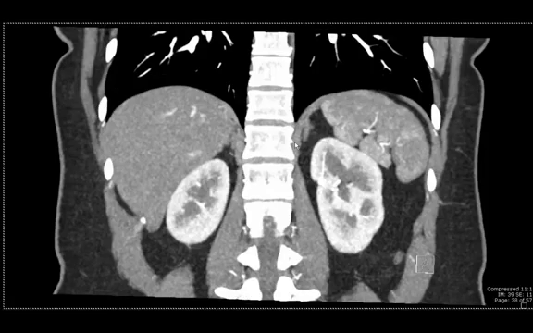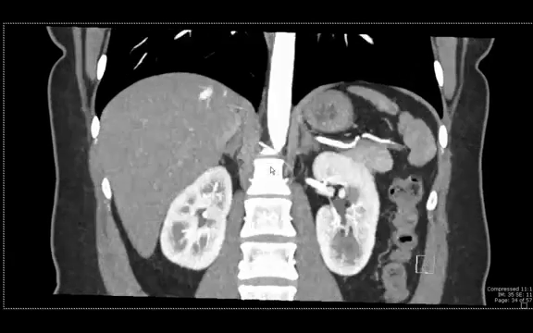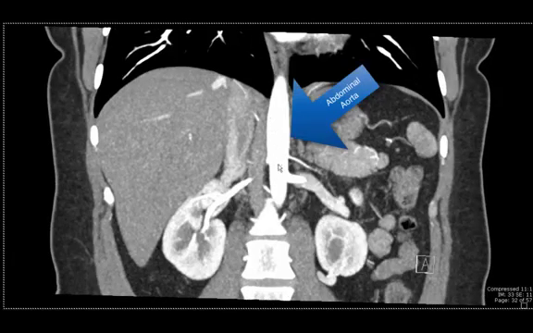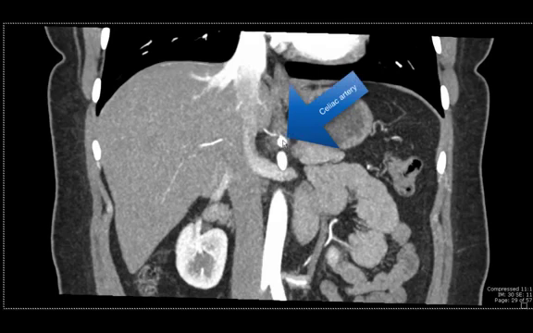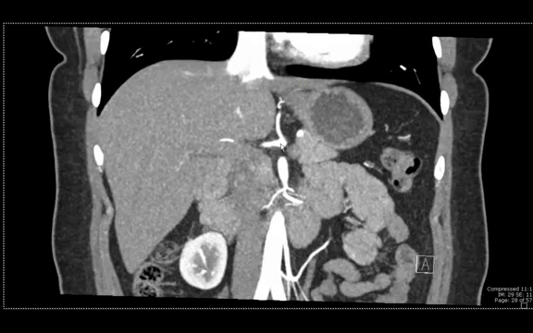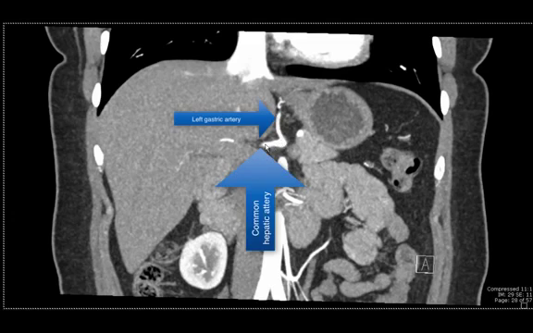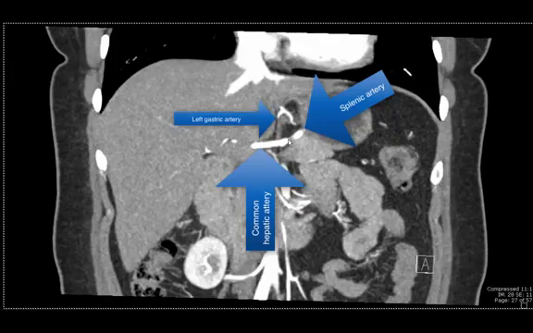To review some of the arterial anatomy in the coronal plane, we'll go back to our arterial phase images. And as you scroll from posterior to anterior, remember as you see the spine, that's more posterior. As you scroll more anterior, you can start to see the abdominal aorta. The first branch that comes off the abdominal aorta is the celiac artery. That gives rise to several branches, one of which is the left gastric artery going cephalad, the common hepatic artery going to the right, and the splenic artery, a portion of which you can see here, going to the spleen.